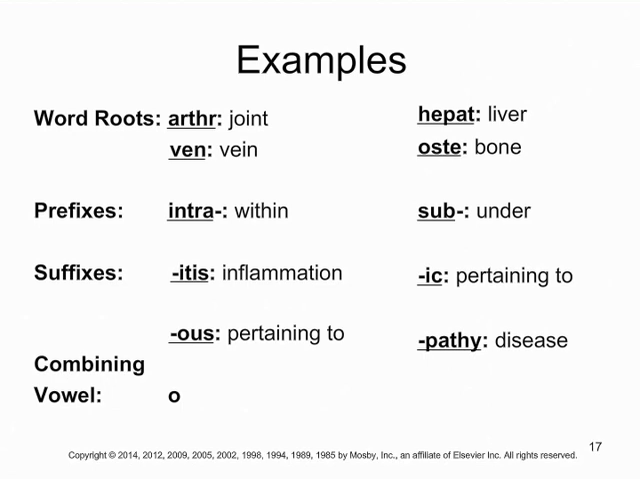So prefixes are really used to help give direction, and suffixes usually give you clues as to what the condition is. So if it's inflammation, then we would end it with itis, like arthritis. You're going to find that there's a lot of suffixes that mean pertaining to. So here we have ic and us. All of these pertaining to's can be used interchangeably.